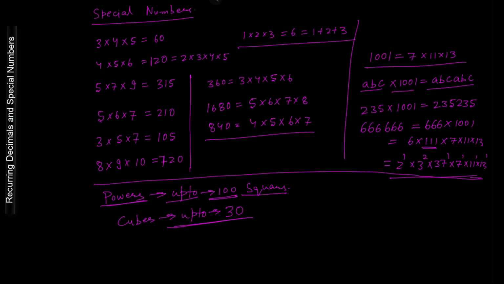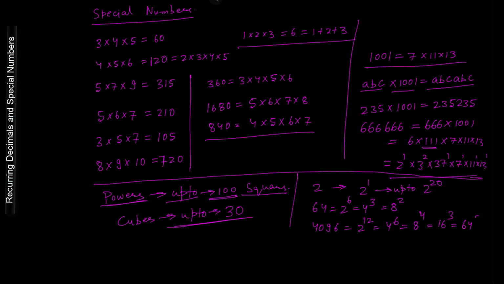Now especially for some numbers, let's say 2, you should also try to know from 2 to the power 1 up to 2 to the power 20. I'll just give you certain examples. 64 is not only 2 to the power 6, it is also 4 cubed, it is 8 squared. 4096, try to see, it is 2 to the power 12, it is 4 to the power 6, it is 8 to the power 4, it is 16 to the power 3, it is 64 squared.